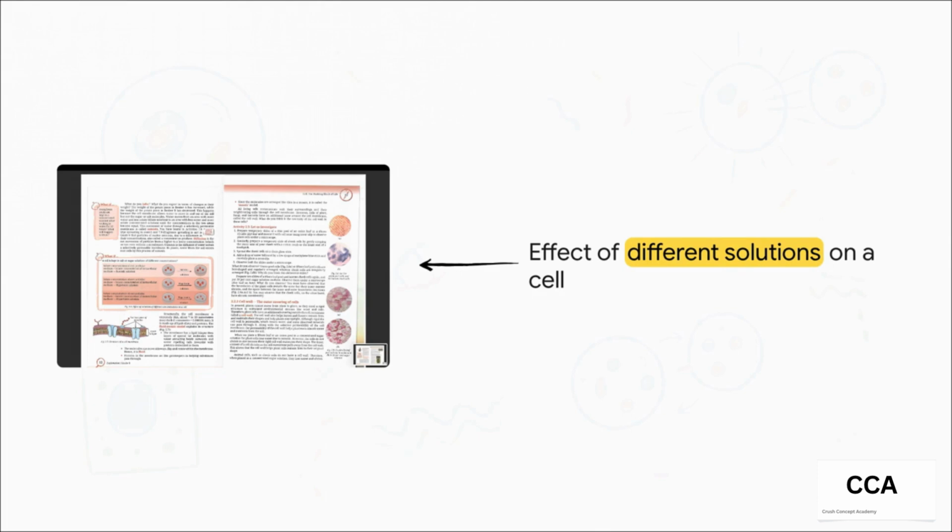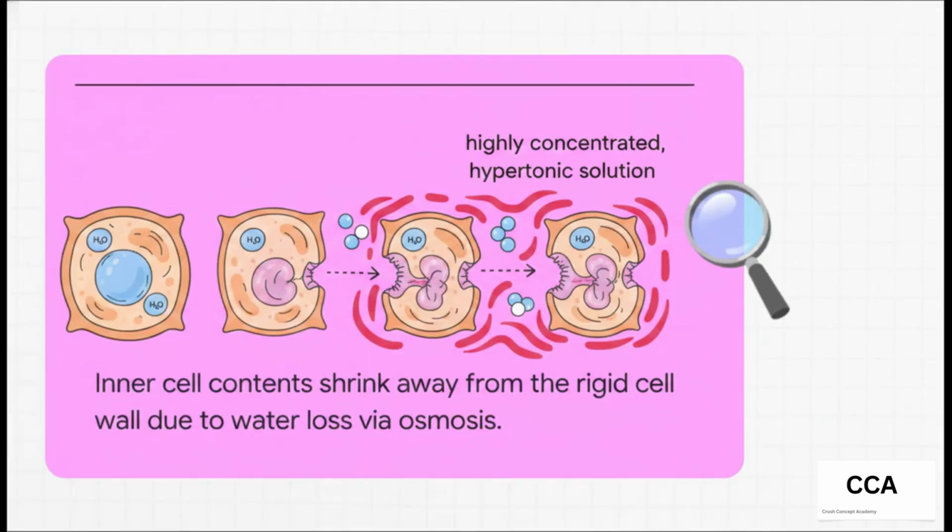An isotonic solution means water moves in and out equally. Everything's balanced. A hypotonic solution, like our plain water beaker, means water rushes into the cell, puffing it up. And a hypertonic solution, like our salty beaker, means water is literally sucked out of the cell, causing it to shrink up. And that brings us to a massively important exam definition, plasmolysis.